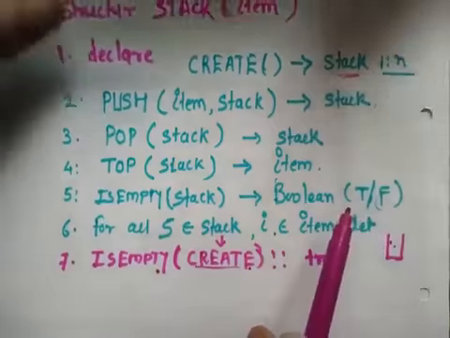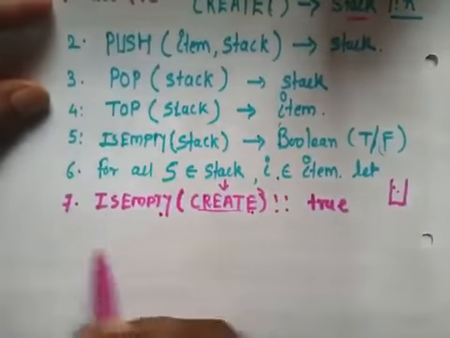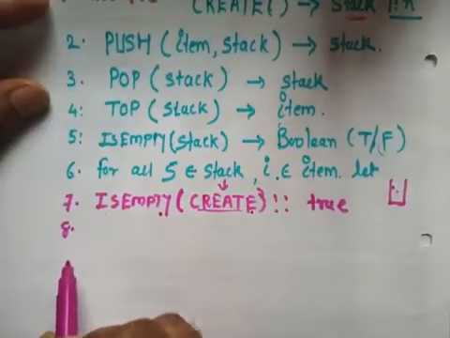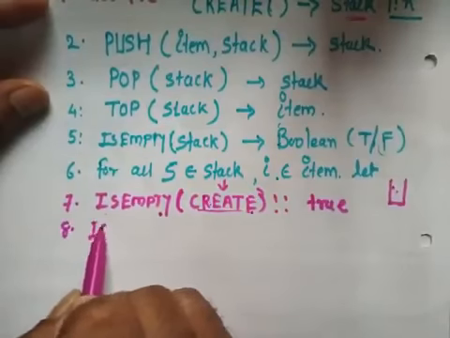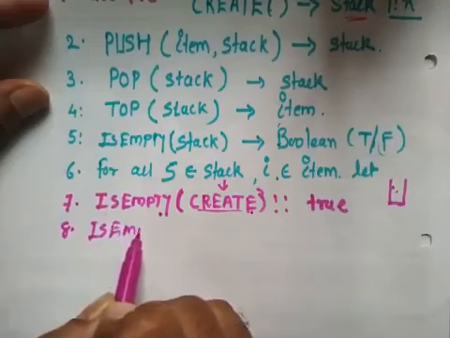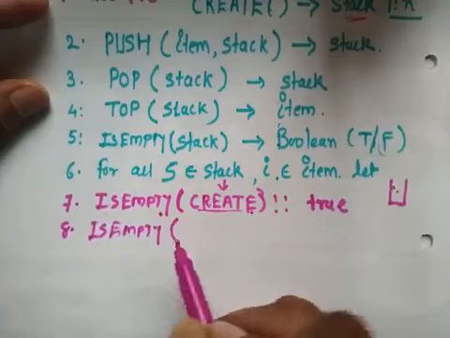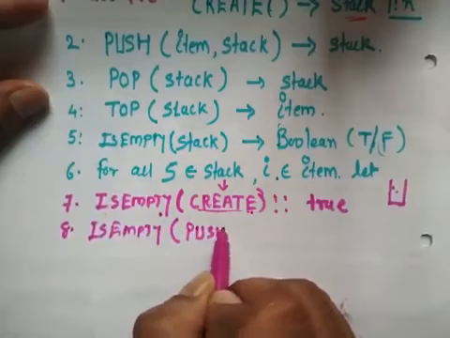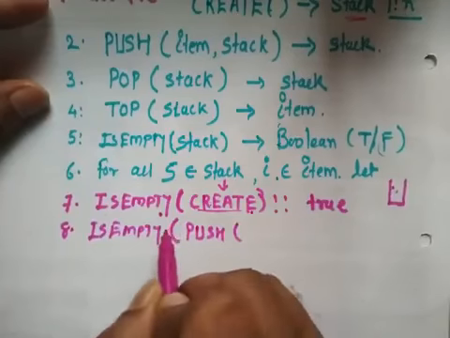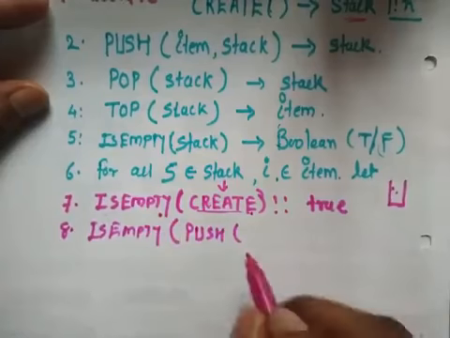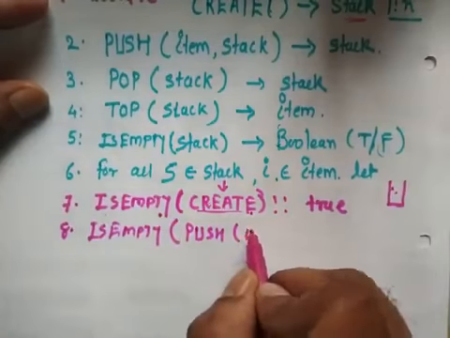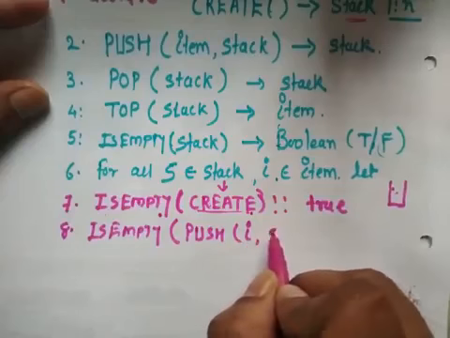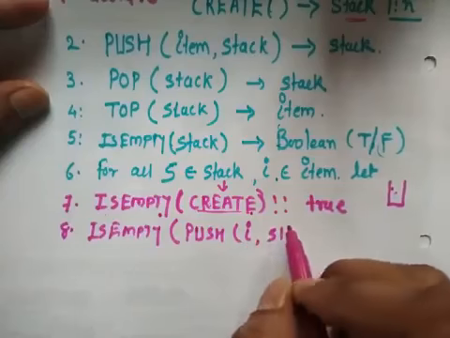Now suppose I define one more rule: suppose I call the isEmpty operation and I pass it the push function. So to the isEmpty function, what I am passing is the push operation. It takes i, meaning atom, and stack as input.